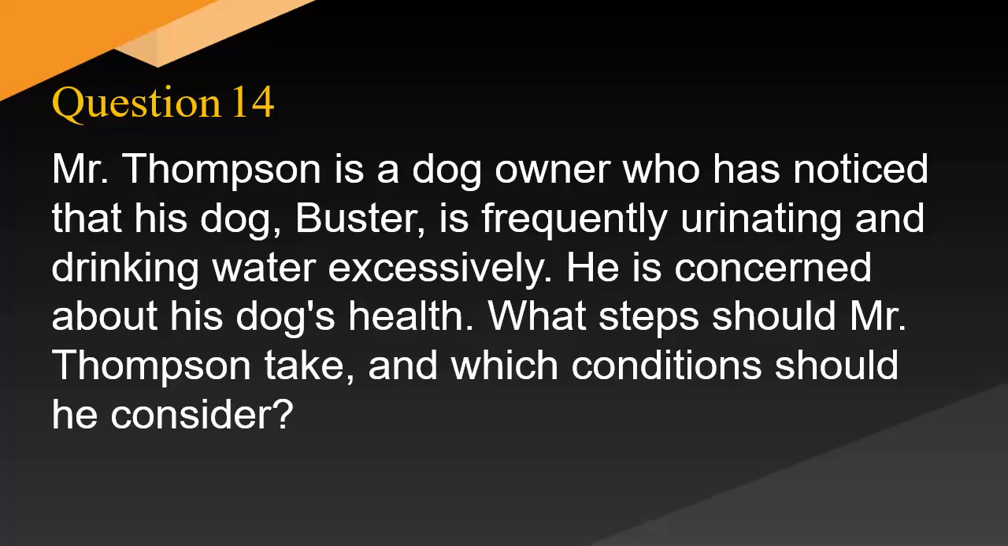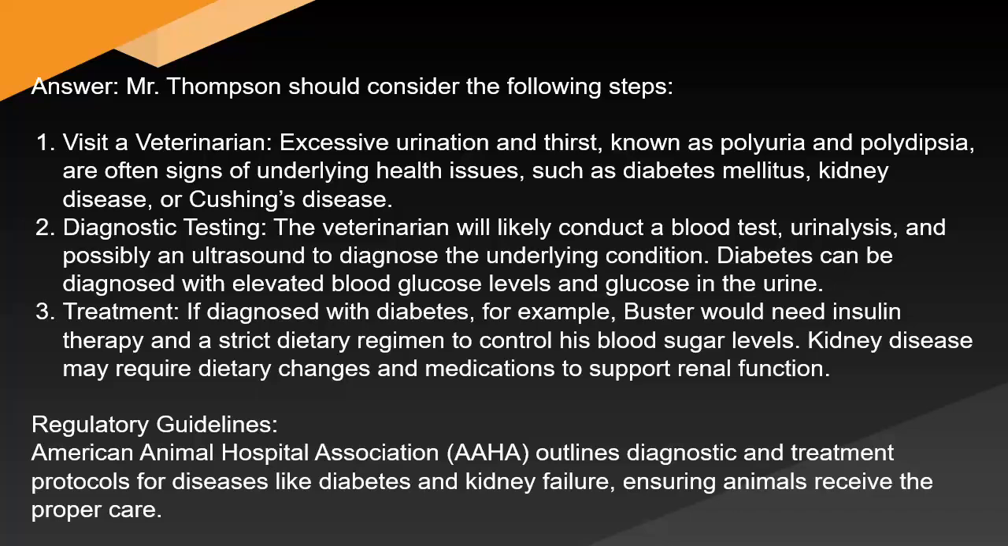Mr. Thompson is a dog owner who has noticed that his dog, Buster, is frequently urinating and drinking water excessively. He is concerned about his dog's health. What steps should Mr. Thompson take, and which conditions should he consider? Answer: Mr. Thompson should consider the following steps. Visit a veterinarian. Excessive urination and thirst, known as polyuria and polydipsia, are often signs of underlying health issues such as diabetes mellitus, kidney disease, or Cushing's disease.